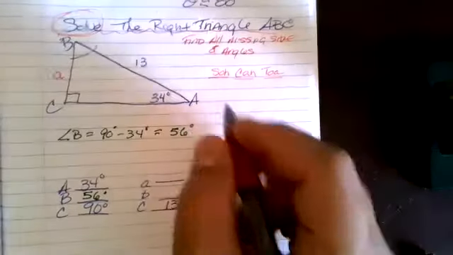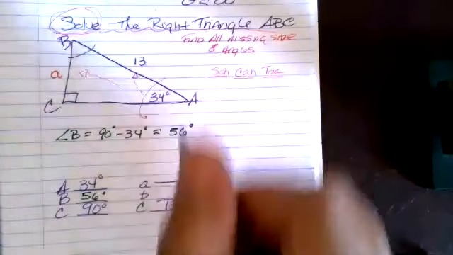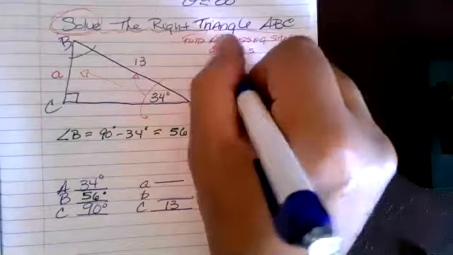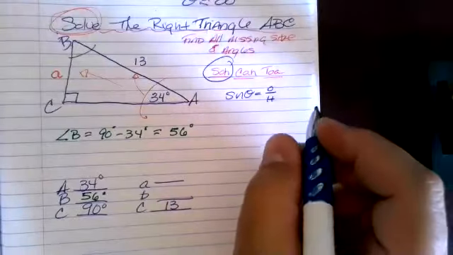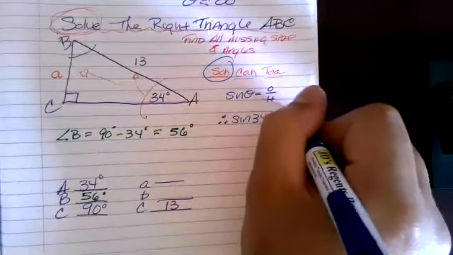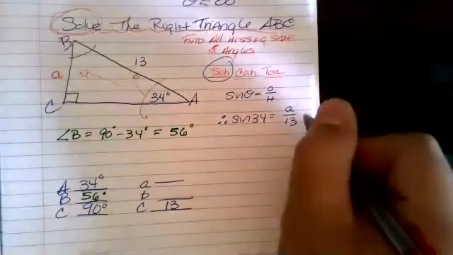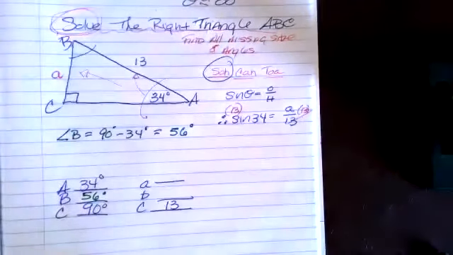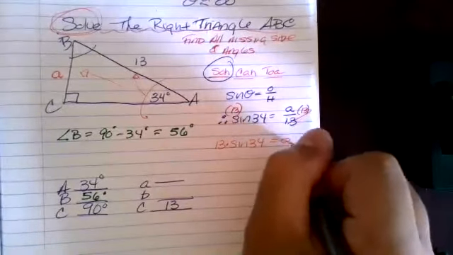So if I'm looking for side A and I'm given 34 degrees, I'm looking for this side and I'm given this side. So what trig function best fits? Well, it's my opposite and my hypotenuse. This looks like sine. I know sine of theta is equal to my opposite over my hypotenuse. Therefore, sine of 34 degrees is equal to A over 13. And now all I have to do is solve for A, get A by itself. So I multiply both sides by 13. So really I have 13 times sine 34 is equal to A.